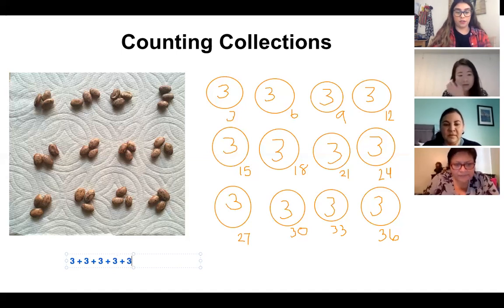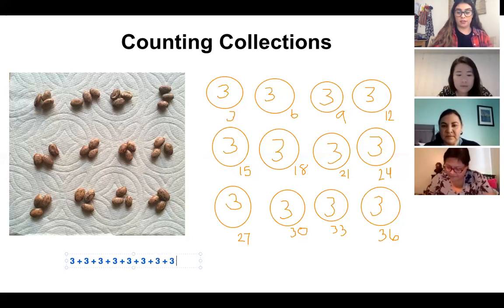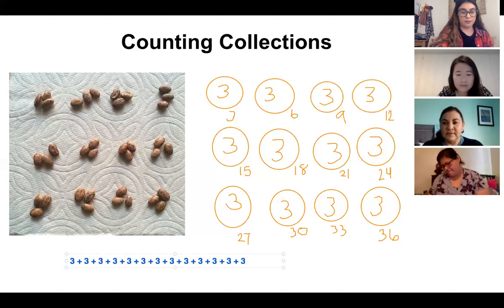1, 2, 3, 4, 5, 6, 7, 8, 9, 10, 11. Let's make sure I have 1, 2, 3, 4, 5, 6, 7, 8, 9, 10, 11, 12, 13. Oopsie. All right, 13, and that gave us a total of 36 beans in our collection.